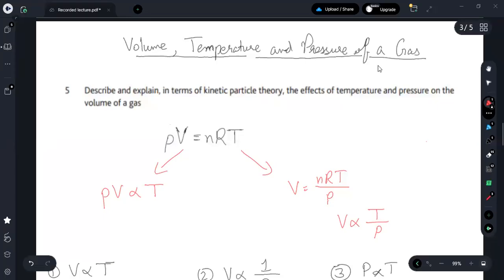Assalamu alaikum. Welcome to another short tutorial on the topic volume, temperature, and pressure of a gas. Here is the learning objective which is outlined in the syllabus for the chemistry O levels.